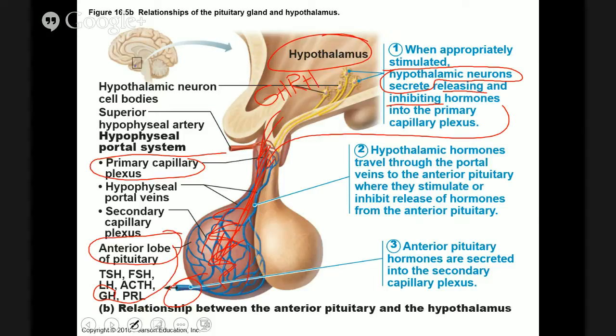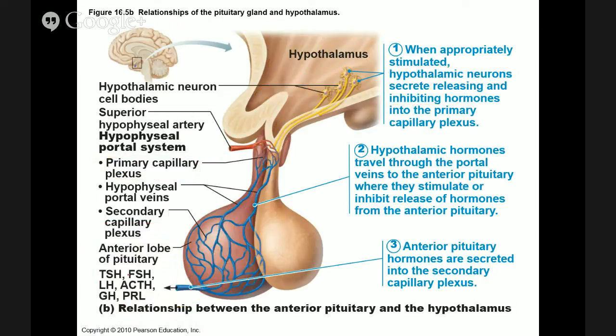So you can see that there are 6 hormones that are released by the anterior pituitary. Let me just clear this off so we can take a look at them. We have thyroid stimulating hormone, follicle stimulating hormone, luteinizing hormone, adrenocorticotropic hormone, growth hormone, and prolactin. So thyroid stimulating hormone is going to stimulate the thyroid gland to release thyroid hormones. Follicle stimulating hormone is going to stimulate the ovaries or the testes to produce the reproductive cells.